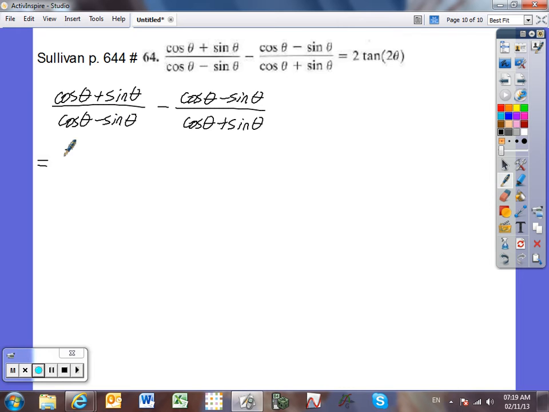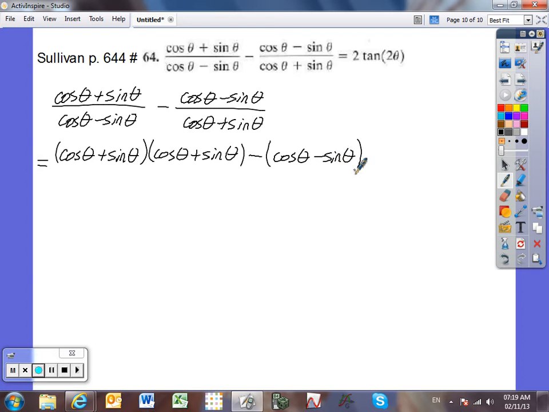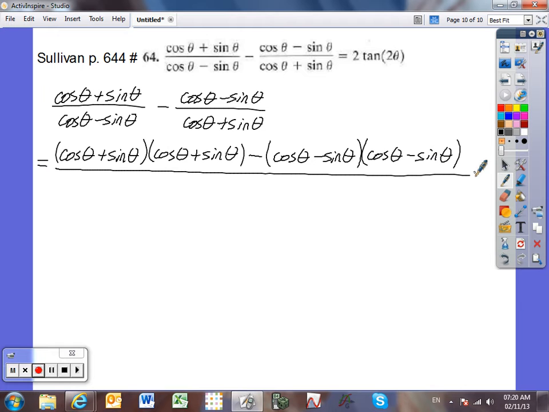And so the top of the first fraction is going to need to multiply a factor of cosine plus sine. And my second term will need to multiply by a factor of cosine minus sine. Alright, and this is all over my common denominator, cosine minus sine and cosine plus sine.